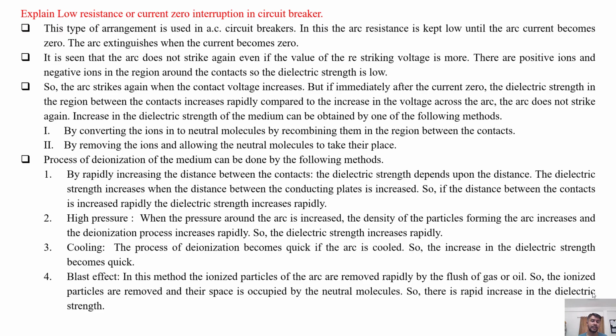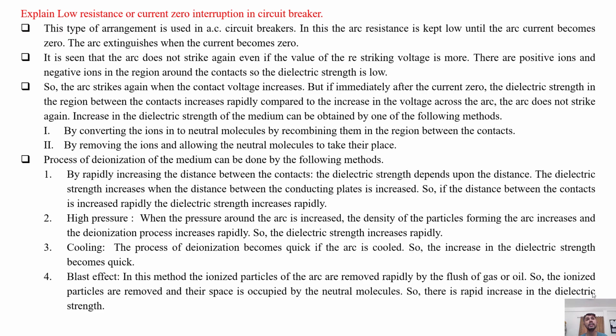It is seen that the arc does not strike again even if the value of the restriking voltage is more, because the rate of dielectric strength buildup is high. There are positive ions and negative ions in the region around the contacts, so the dielectric strength is low. So the arc strikes again when the contact voltage increases.